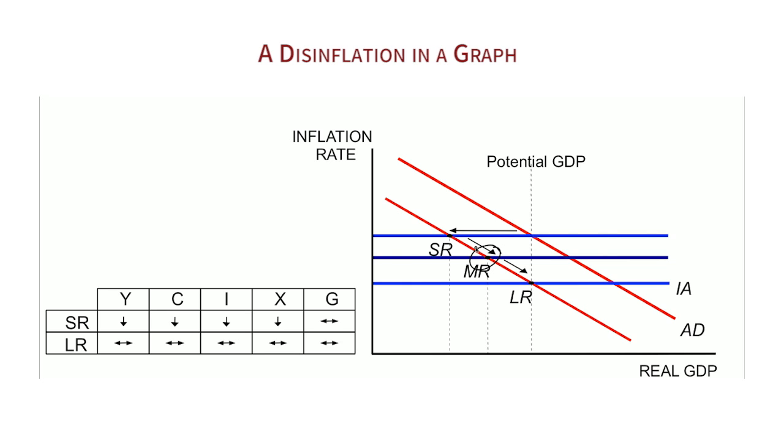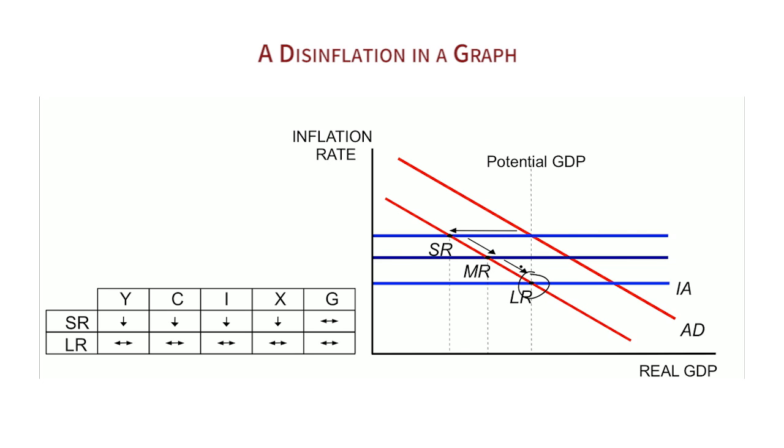We'll call that MR for medium run. But real GDP is still greater than potential GDP, so it's going to continue to decline. The IA curve will continue to decline, and it will do so until you eventually get back to the initial point. And so that's disinflation.